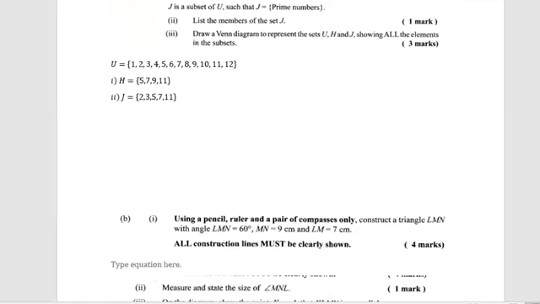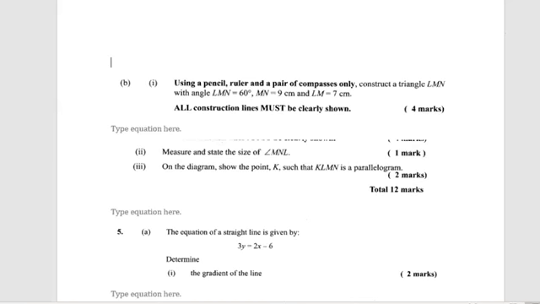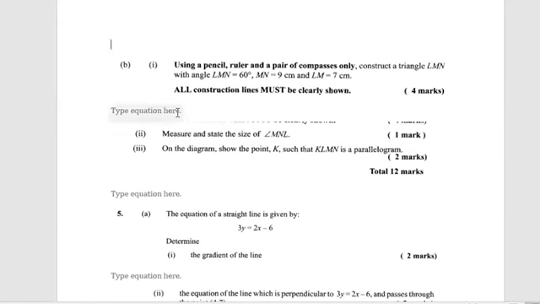So now, using a pencil, ruler, and a pair of compasses only, construct a triangle LMN with angle LMN being 60 degrees, MN is 9 centimeters, and LM is 7 centimeters. So what I'm going to do here is write down exactly what you're going to do, just in case, like myself, you don't have the necessary devices now.